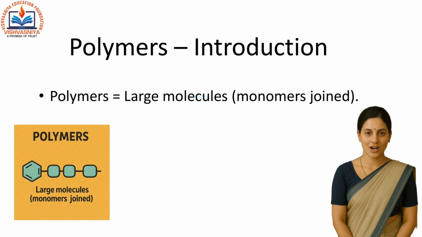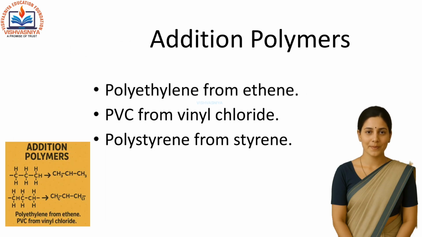Now, let's talk about polymers. The word polymer means many units. They are large molecules formed by repeating smaller units called monomers. Addition polymers are formed when monomers join directly without loss of any small molecule. Examples are polyethylene, formed from ethene; polyvinyl chloride or PVC, formed from vinyl chloride; polystyrene, formed from styrene.